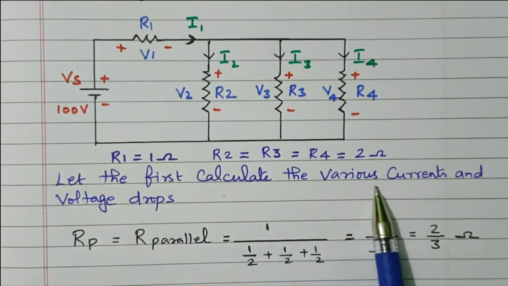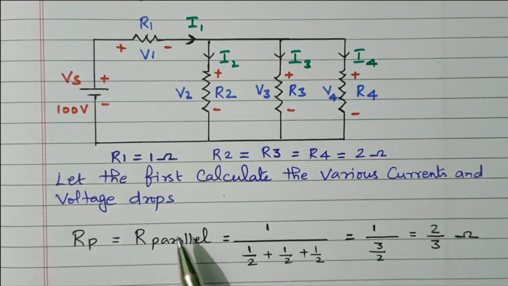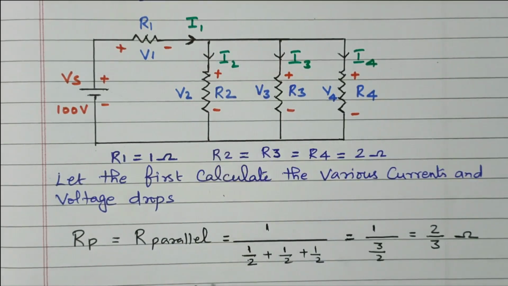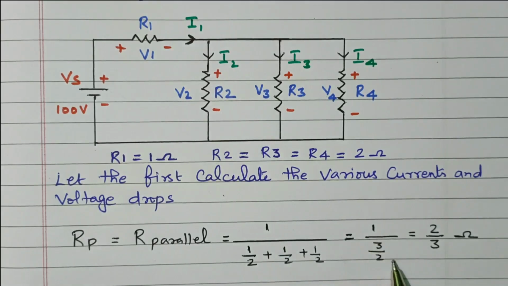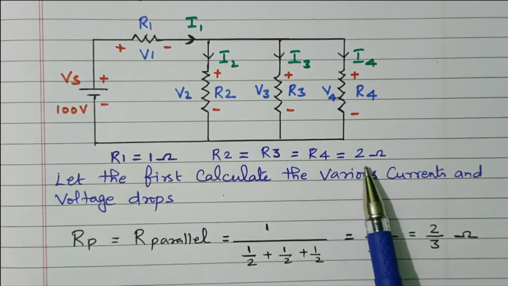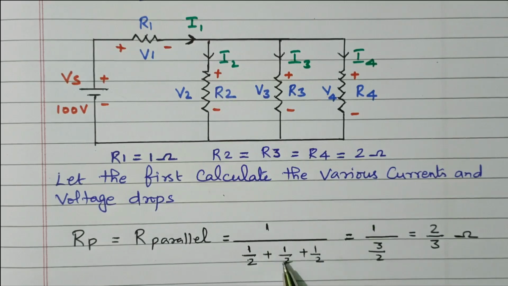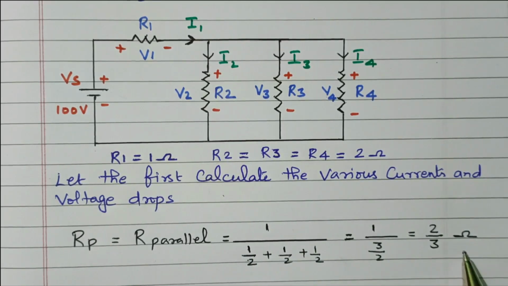Let's first calculate the various currents and voltage drops. For that, first we need the total resistance. These 3 resistors are connected in parallel. That is, 1 divided by 1 by 2 plus 1 by 2 plus 1 by 2. That is 1 divided by 3 by 2, that is 2 by 3, because all the values are equal. If all the values are equal, we can use this formula: 1 divided by 1 by R value. So it is 2 by 3 ohm.